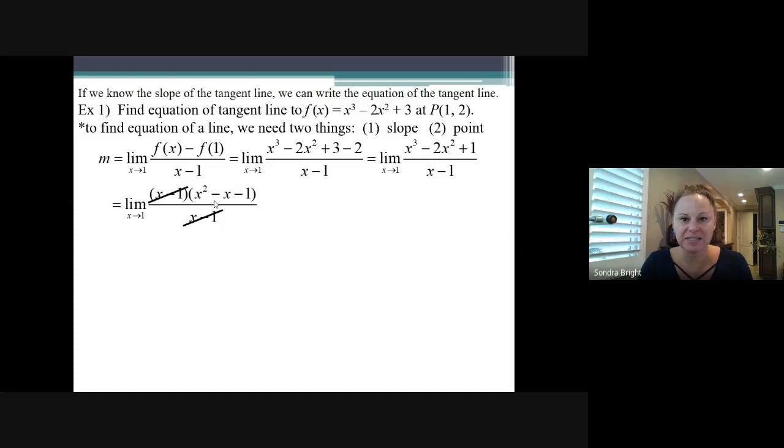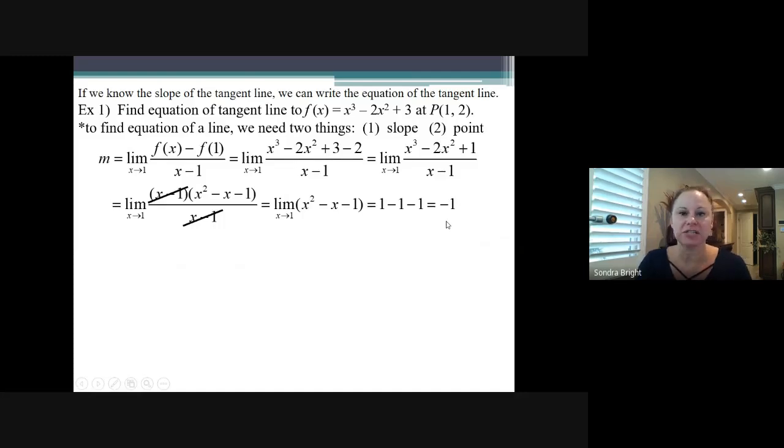The x minus 1's cancel, and so you're taking the limit of x squared minus x minus 1 as x approaches 1. Plug a 1 in there now, and you get negative 1. So that's the slope. This is the slope of the tangent line to this curve at this point. It's the slope of the tangent line.